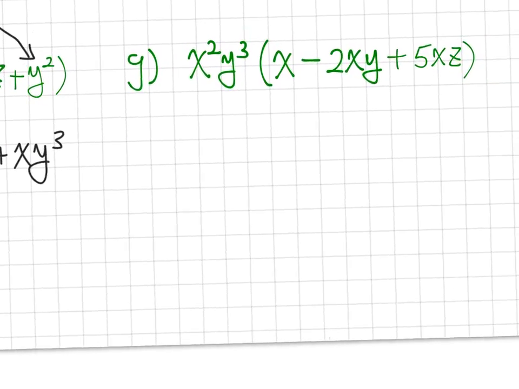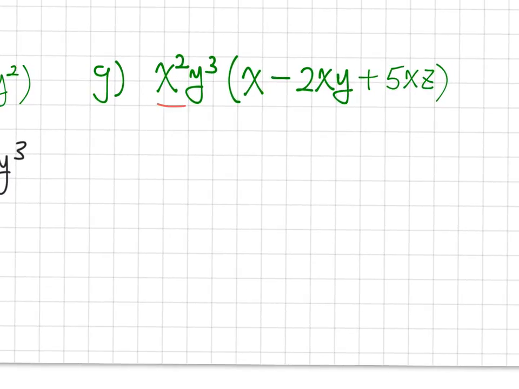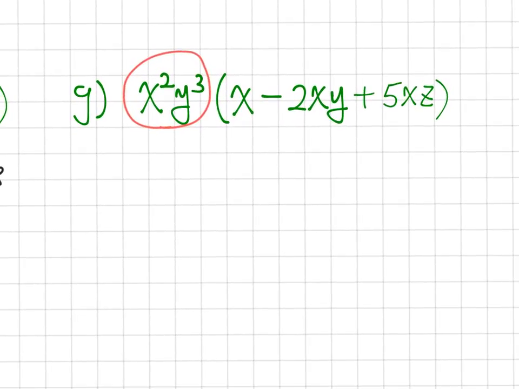Now, the last question, we have x squared y cubed times x minus 2xy plus 5xz. So again, it's a distributive law because we don't have anything in between the brackets and whatever is in the front. So this means that this times the whole thing. That's why it should be distributive law. Now, when you're doing the distributive law, you are multiplying what's in front of it to every single term inside of the brackets.